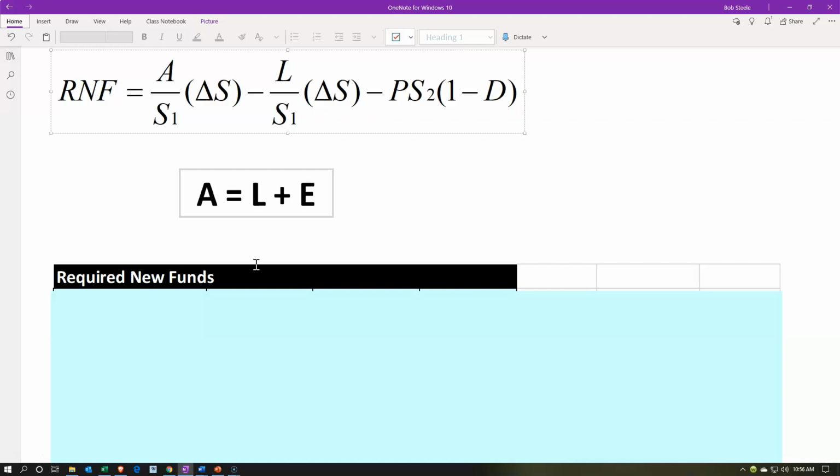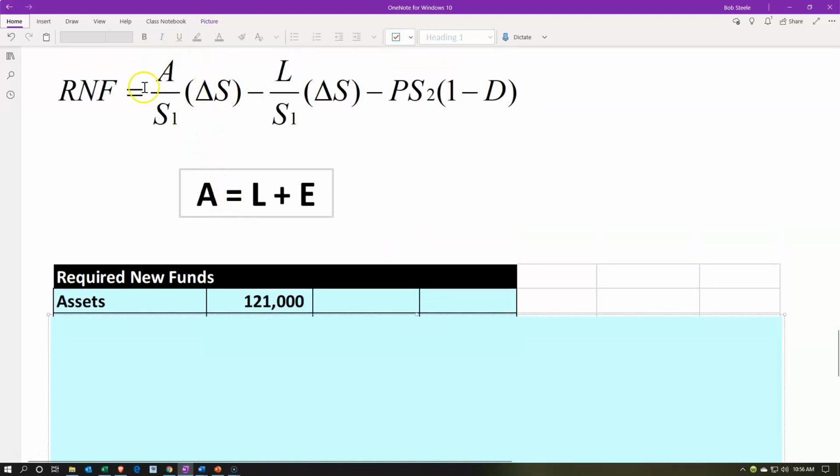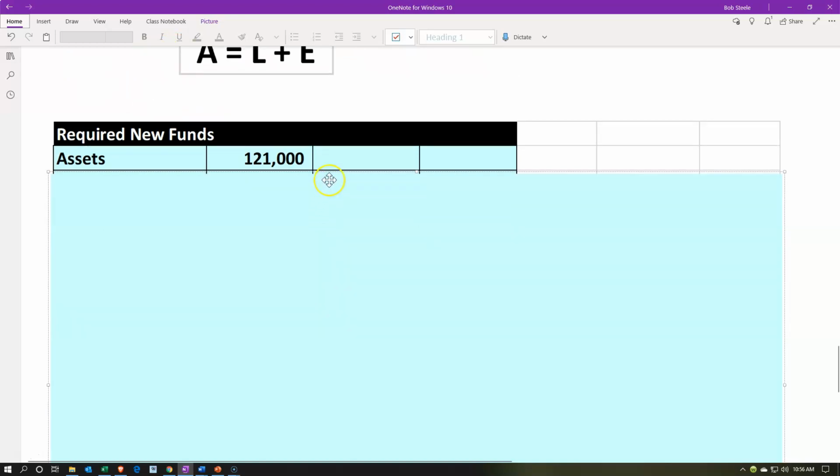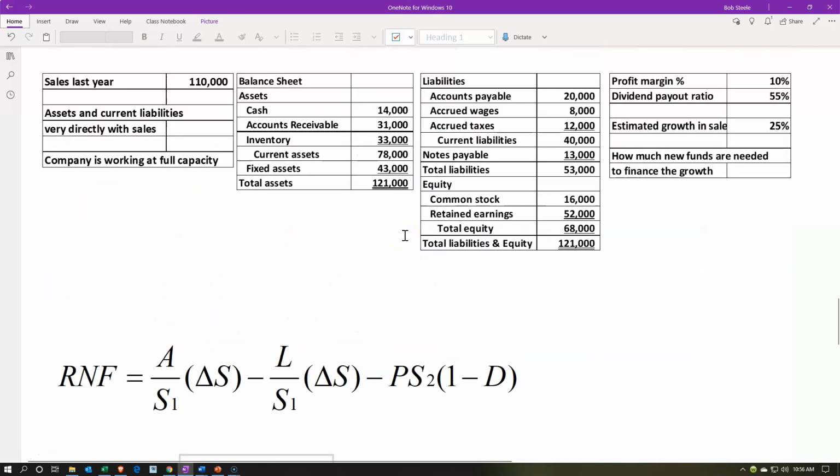And so that's what we'll do here. We'll calculate it vertically, and we'll look at it component by component: assets, liabilities, and equities. So here it is. We're breaking this information down. We'll start off with the first component, this component here. So assets are going to be the 121. We're picking that up from the balance sheet, of course.